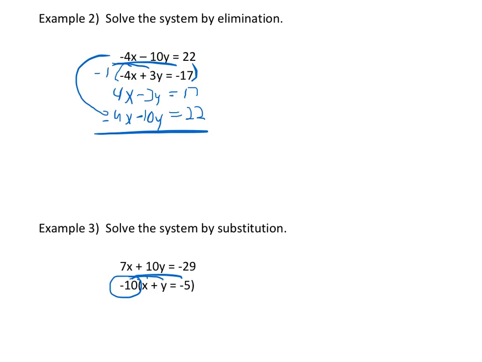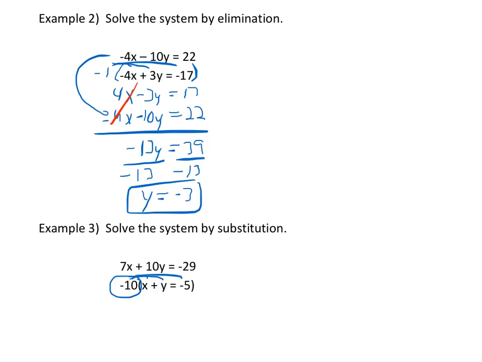As we discussed, when we have opposite values, they cancel when we add, which gives us a negative 13y equals 39. If you divide by a negative 13, y is equal to a negative 3. Again, we're looking for a coordinate, and we have now found the y value. We have a choice of either equation to plug our negative 3 into.